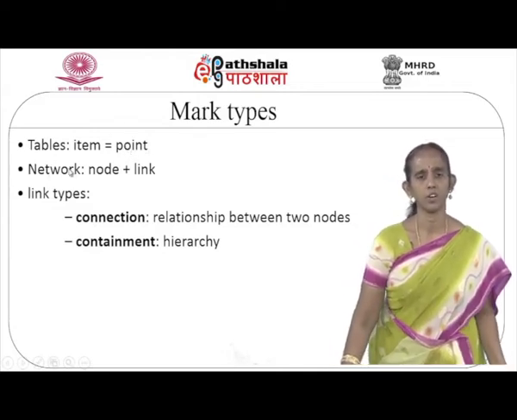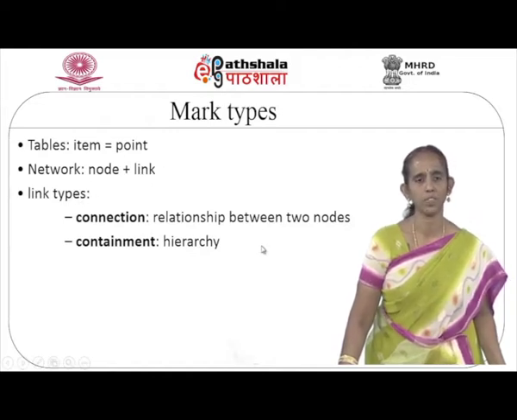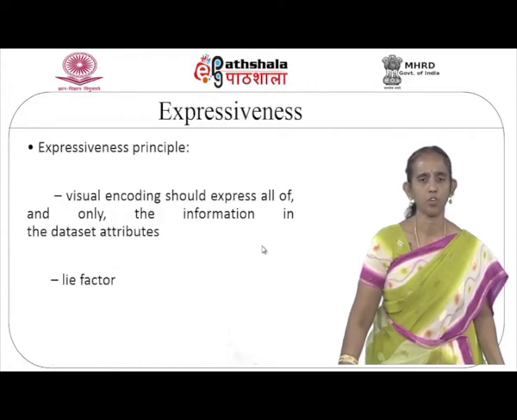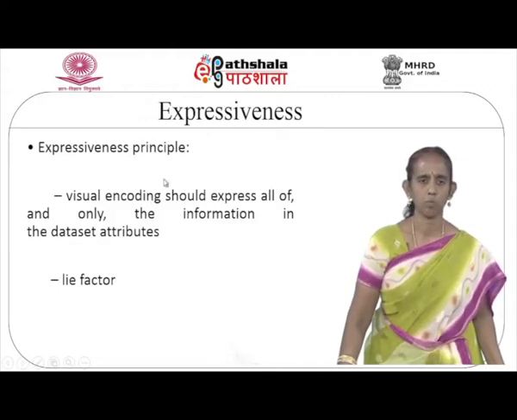In the case of a network, a mark type is going to be a node as well as a link as such, and the link represents the connection or the relationship between the different nodes, and it will also represent the containment of the hierarchy of the various nodes. There are two principles associated with visual encoding, that is the expressiveness principle, which tells that the visual encoding should express all or only the information in the dataset attributes.